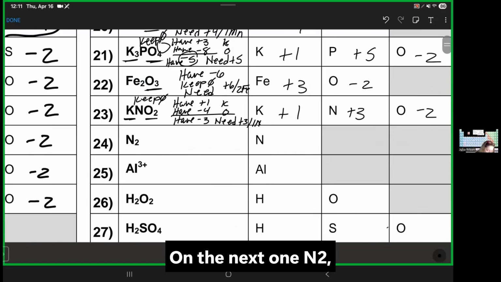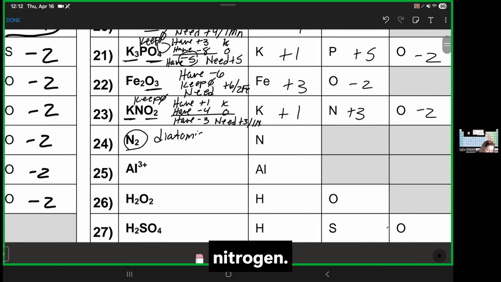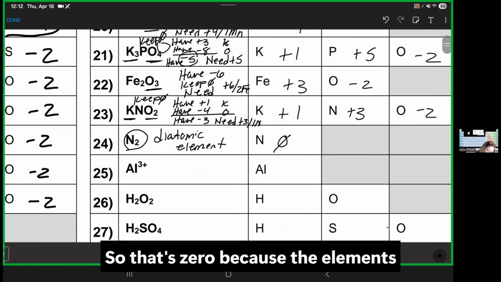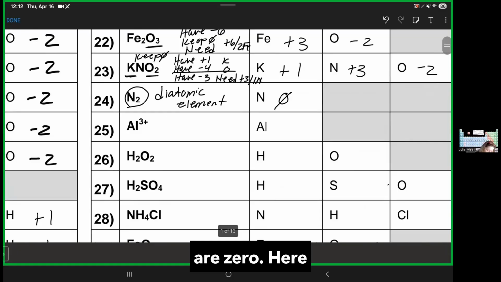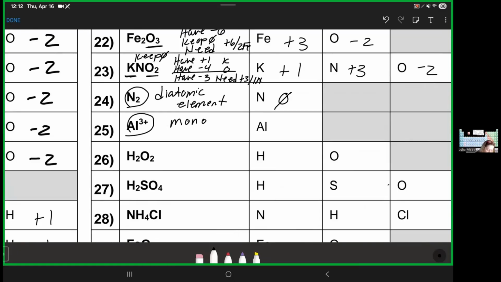On the next one, N2, that's diatomic. That's your elemental nitrogen. So that's 0 because elements are 0. Here I have a monoatomic ion, +3.